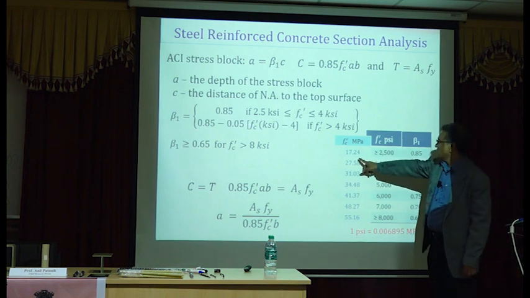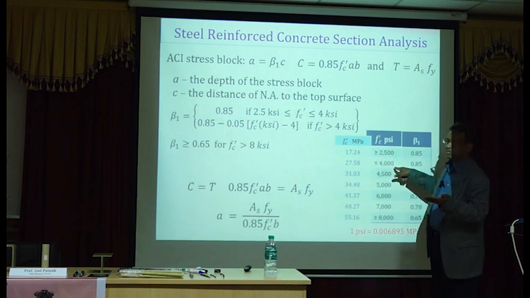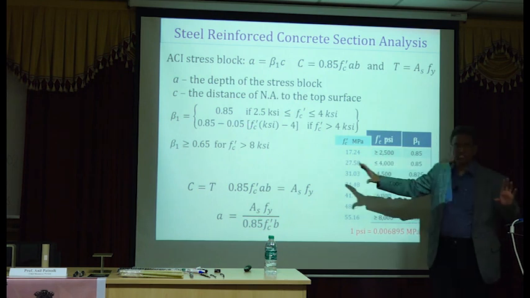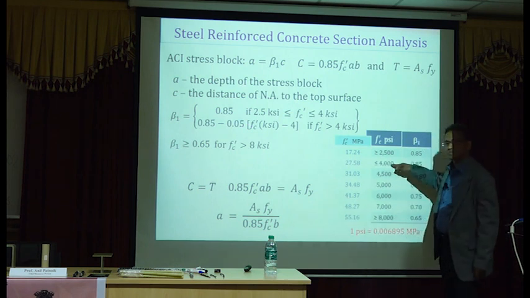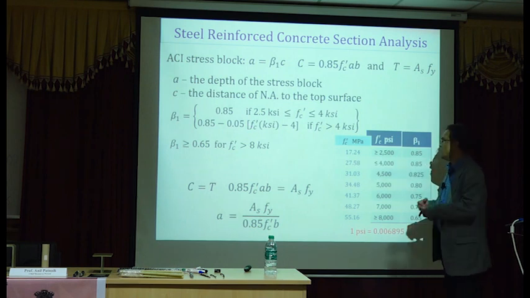Mostly you'll use at least 2,500 or 3,000 for footings. But for actual suspended work like beams, columns, slabs, you'll at least use 4,000. For typical bridge decks, you use 4,000. Okay? So that's 27.58 MPa.